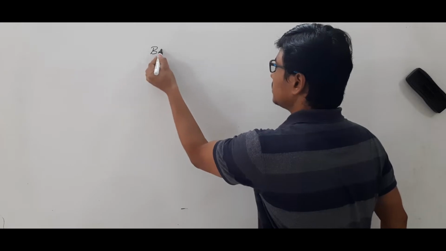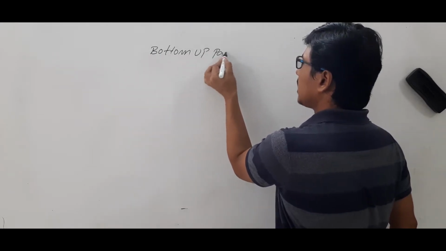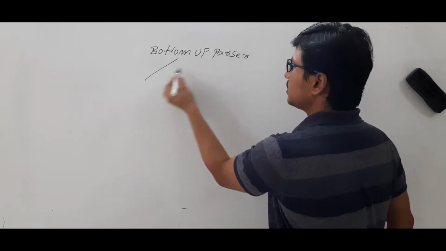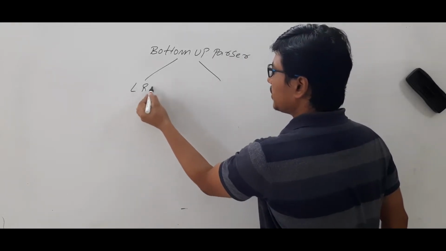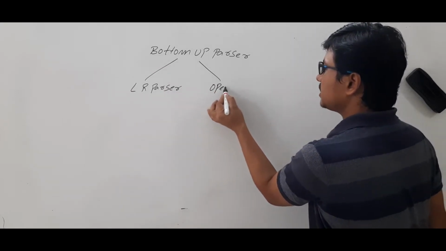As you already know, parsers are broadly classified into two types. One is top-down parsers and the other is bottom-up parsers. As we already discussed the top-down parsers, from this video onwards we will discuss various bottom-up parsers. The bottom-up parsers are again broadly classified into two types: LR parser and operator precedence parser.